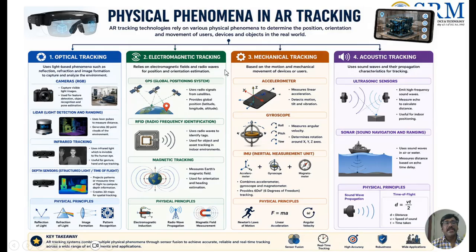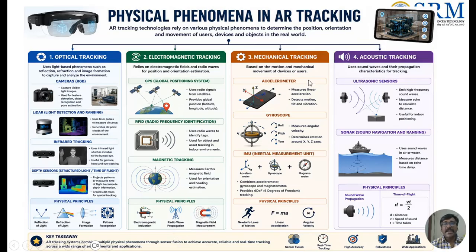Electromagnetic tracking relies on electromagnetic fields and radio waves for position and orientation estimation. GPS, the Global Positioning System, uses radio signals from satellites to provide the global position, like latitude, longitude, and altitude. RFID, radio frequency identification, uses radio waves to identify tags used for objects and asset tracking in indoor environments. Magnetic tracking measures the Earth's magnetic field, used for orientation estimation. The physical principles behind this are electromagnetic induction, radio propagation, and magnetic field measurement.